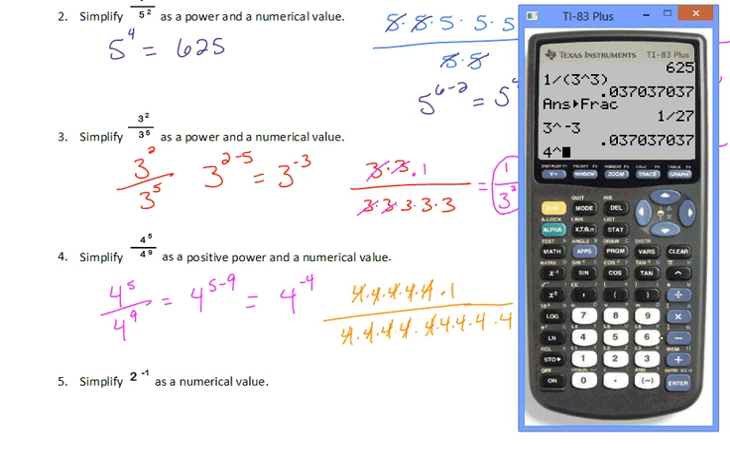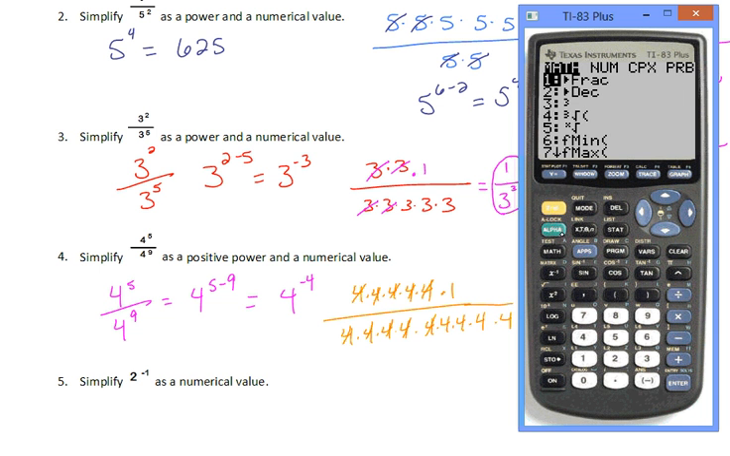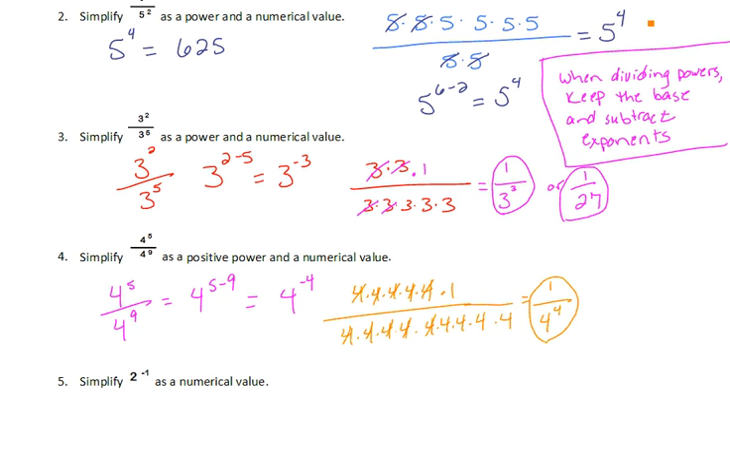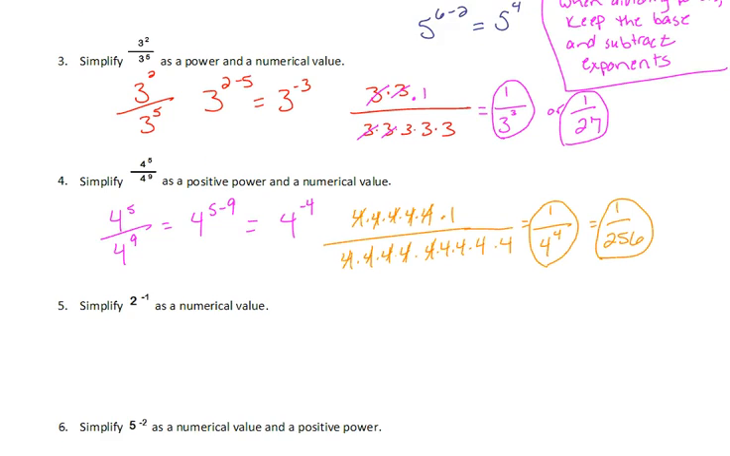What is 4 to the negative 4th? As a fraction, 1 over 256. Okay, so this equals 1 over 256. So what does that mean about negative values, negative exponents?